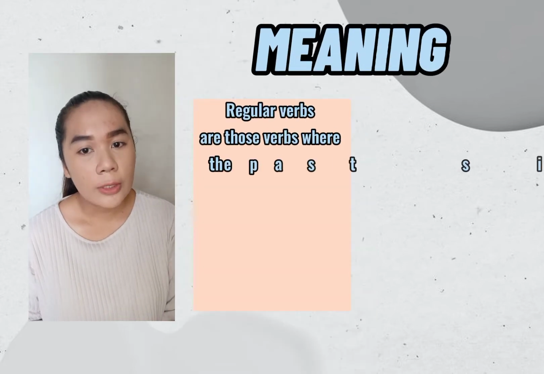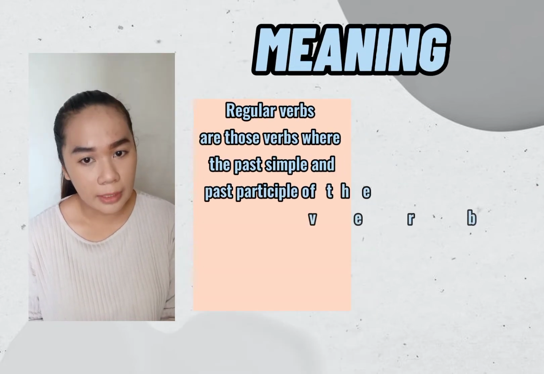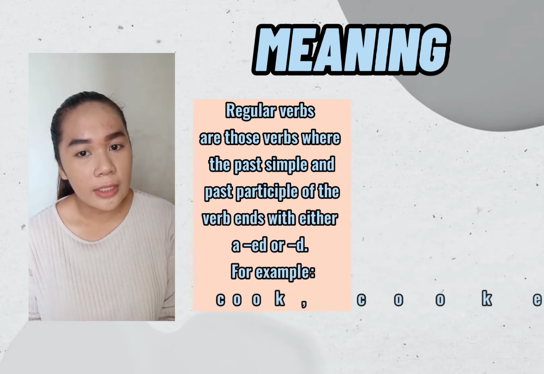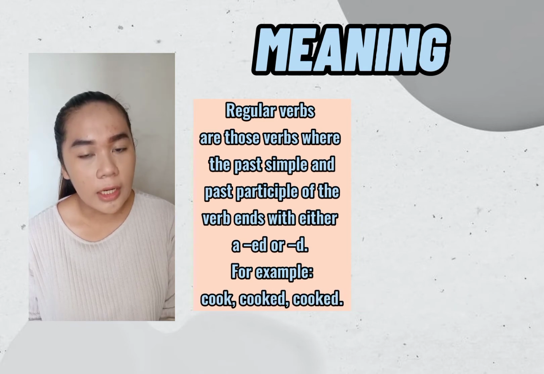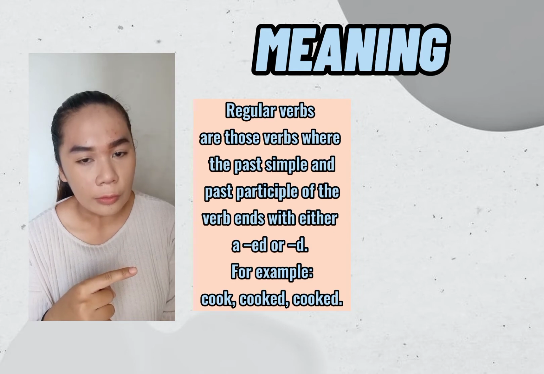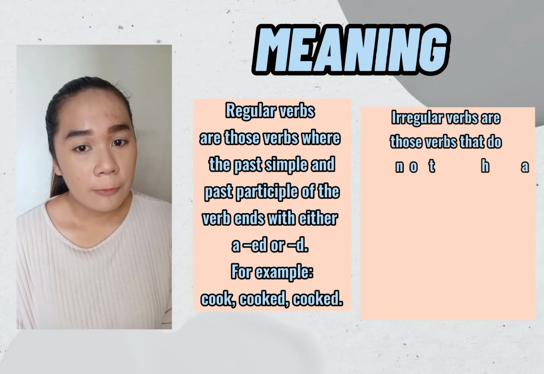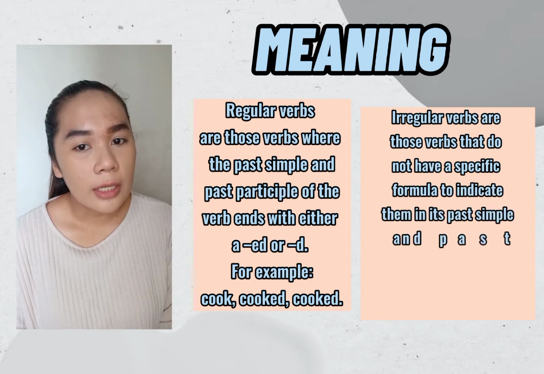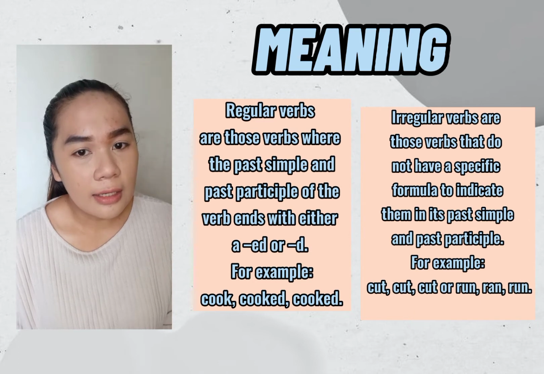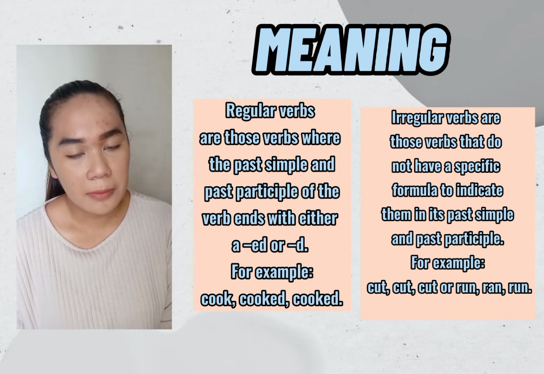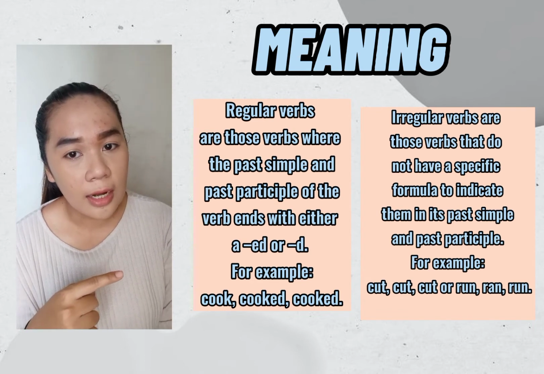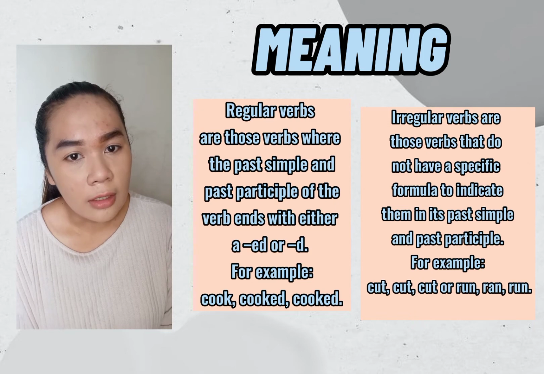Regular verbs are those verbs where the past simple and past participle end with either ed or d. For example, cook, cooked, cooked. And irregular verbs are those verbs that do not have a specific formula to indicate their past simple and past participle. For example, cut, cut, cut, or run, ran, run.